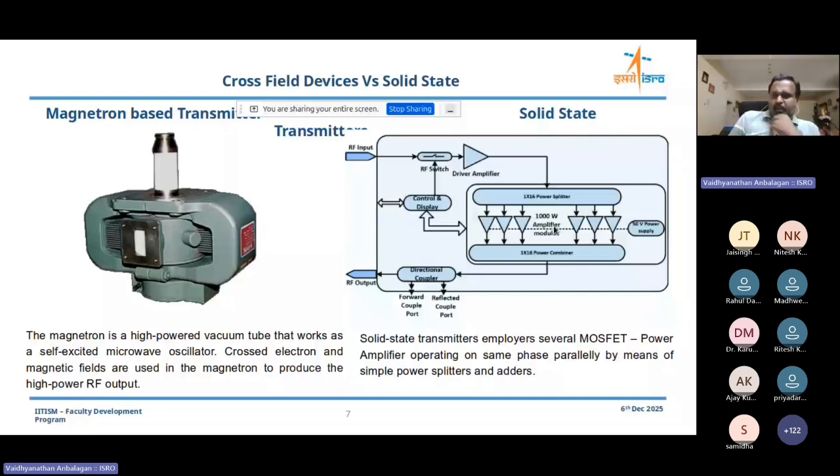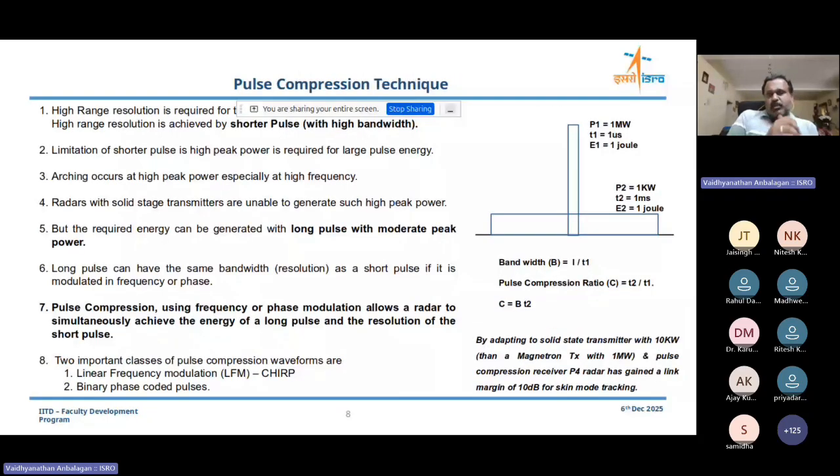And there are a lot of advantages when we go towards solid state. When we are moving towards phased array technology, the solid state transmitters play a very vital role. And one more thing, we call it the pulse compression technique, which I was telling you about. See, when we are using a magnetron, if we require 1 megawatt power, the magnetron generates that 1 megawatt with a very short pulse within 1 microsecond. Within 1 microsecond, 1 megawatt of RF power is generated. So effectively, an energy of 1 joule is generated.